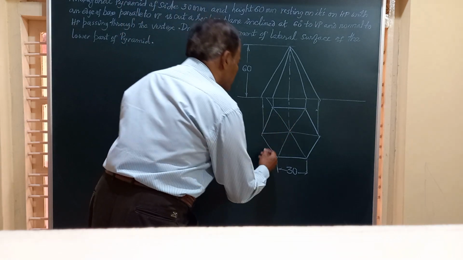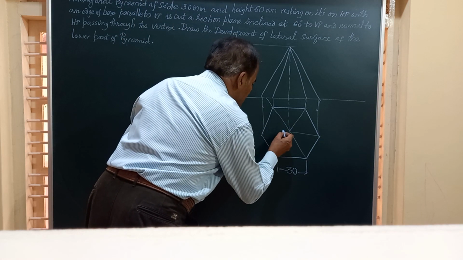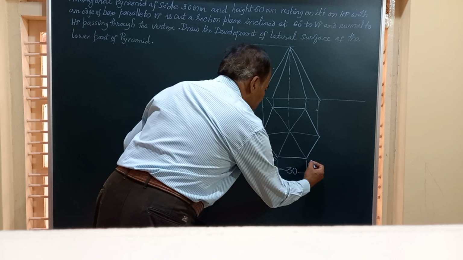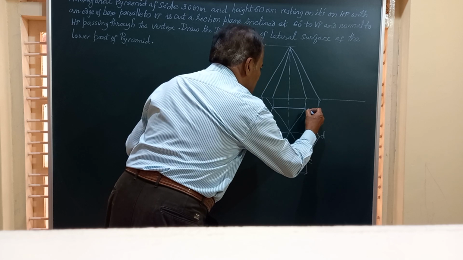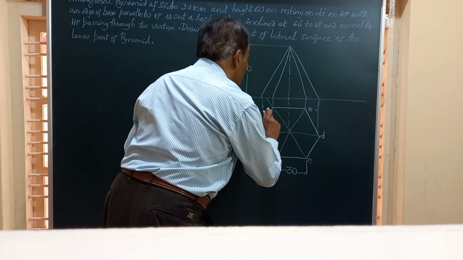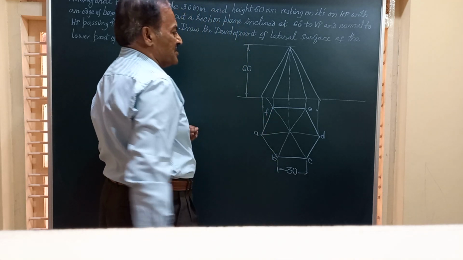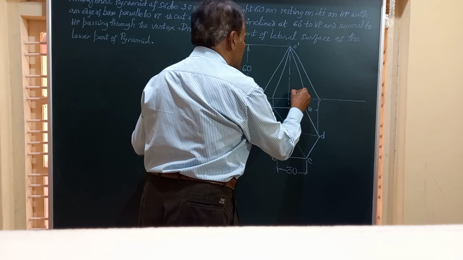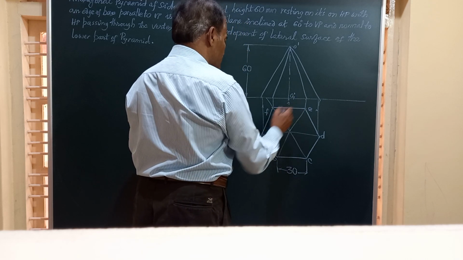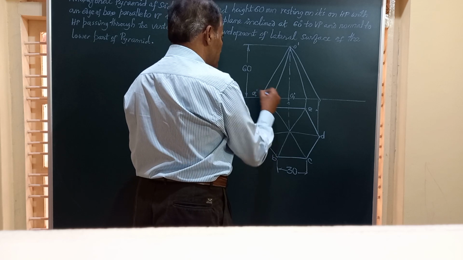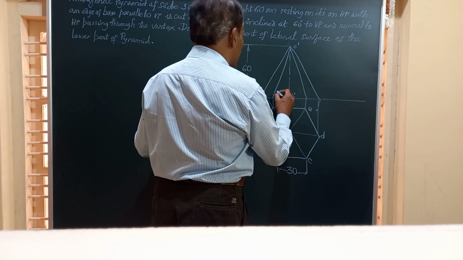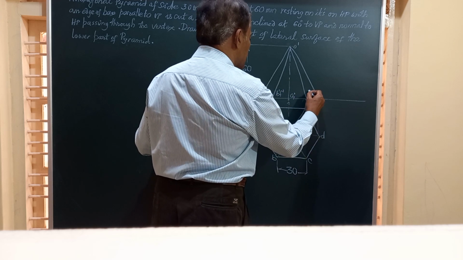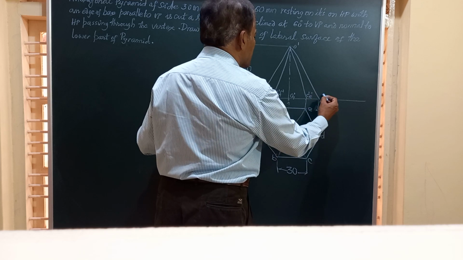So we will construct a hexagon of the given side and mark these corners as A, B, C, D, E and F. This is how we mark these corners. O dash is the vertex, O1 dash is the center of the base. We will transfer all these points one by one. Here you get A dash. This is B dash F dash. This is C dash E dash. Finally, this is D dash.